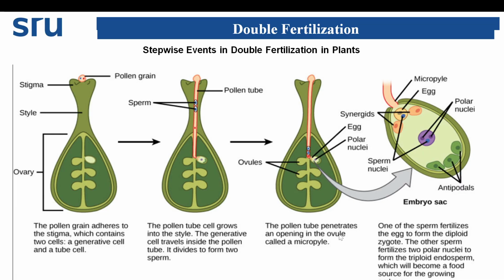The pollen tube penetrates an opening in the ovule through the micropyle. So one of the sperm fertilizes the egg to form a diploid zygote, and the other sperm fertilizes the two polar nuclei to form the triploid endosperm, which will become a food source for the growing embryo.